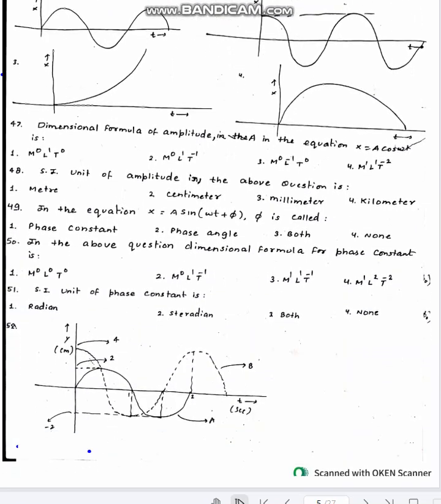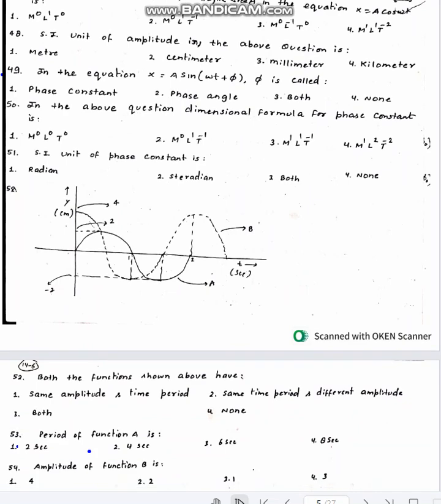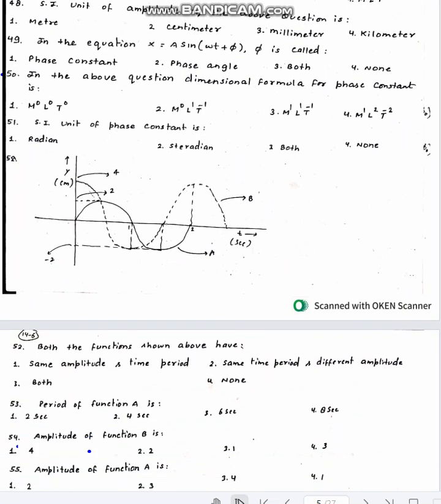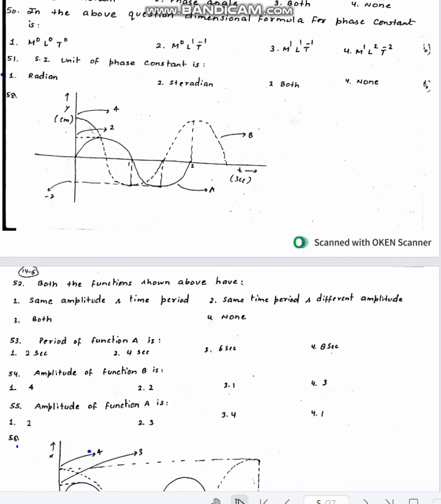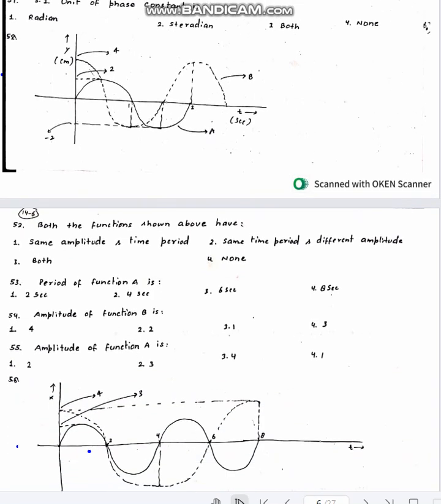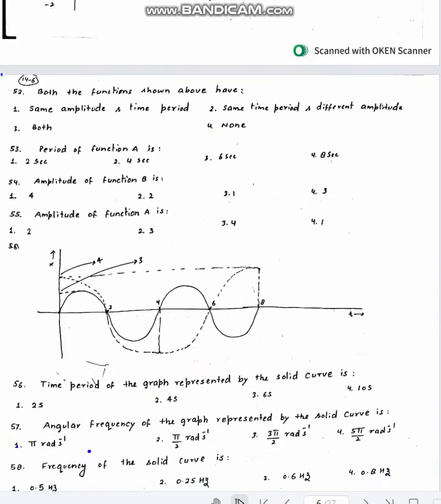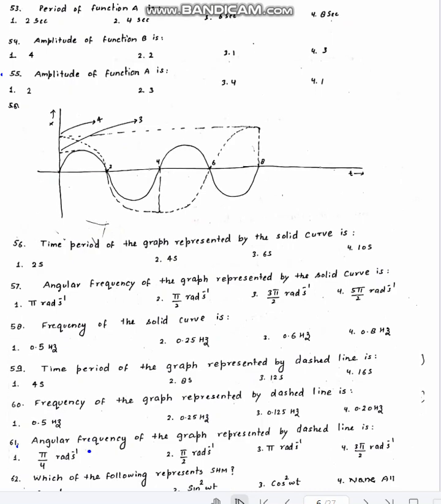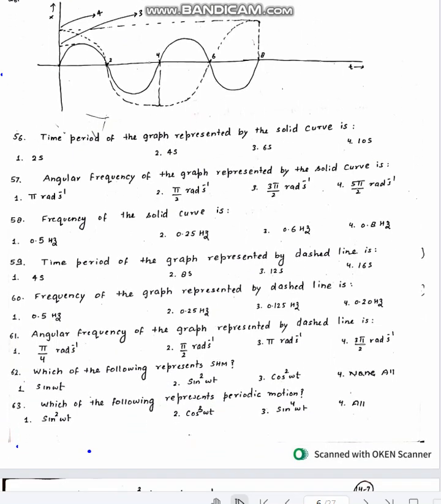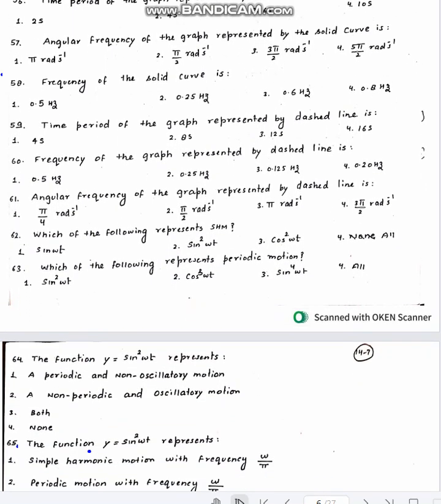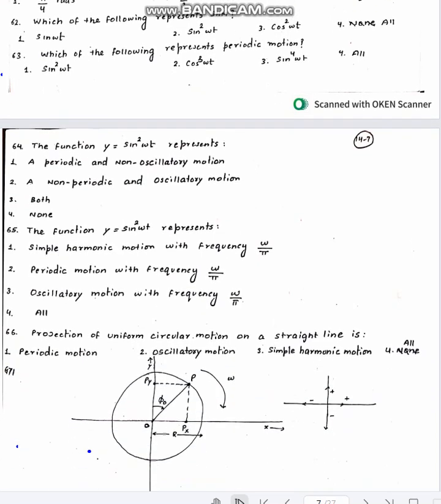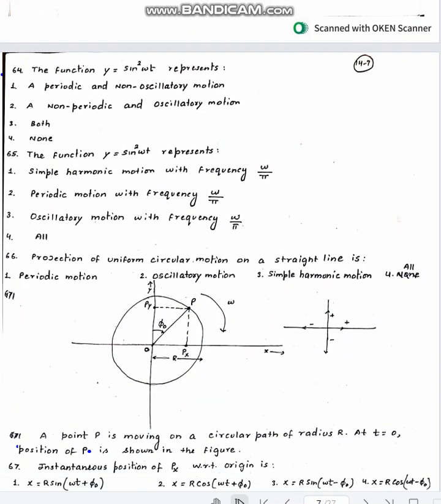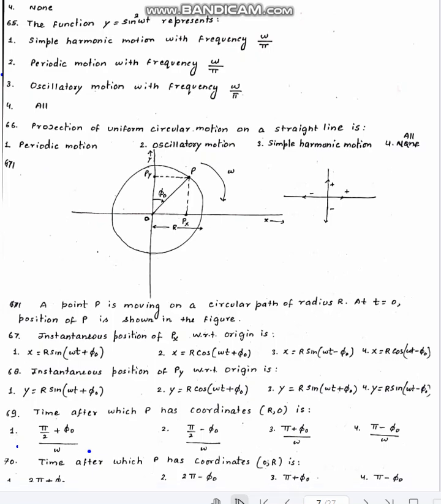Then we have dimensional formula of amplitude, SI unit, the phase constant, dimensional formula of phase constant, SI unit. Then we have a graphical equation based on 3 different SHMs, their evaluations, functions. Then again we have a graphical equation based on 3 SHMs, calculation of time period, frequency, angular frequency, comparisons, etc. Then certain functions representing SHM. Then we have sine square omega t, sine cube omega t.